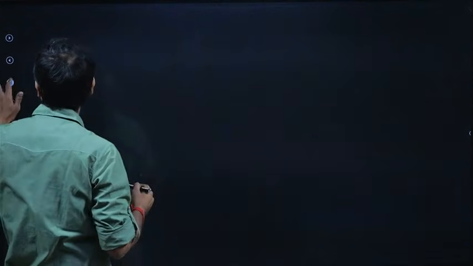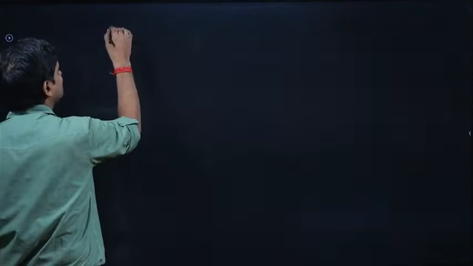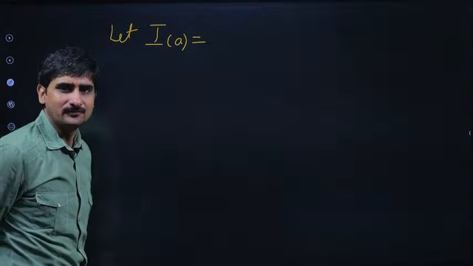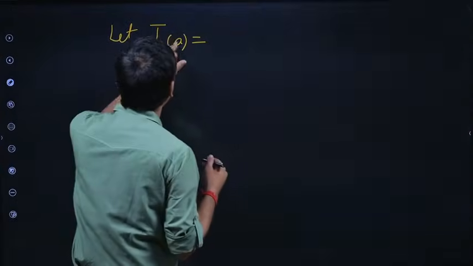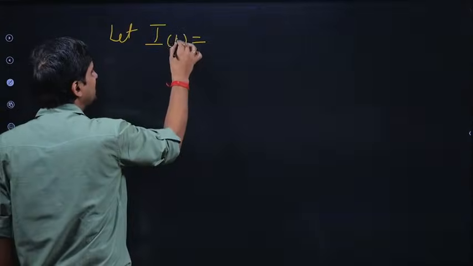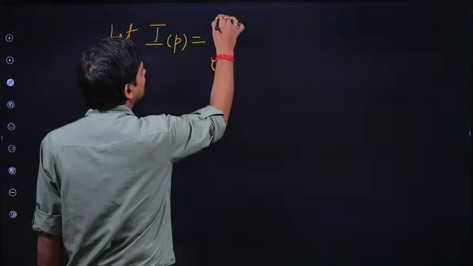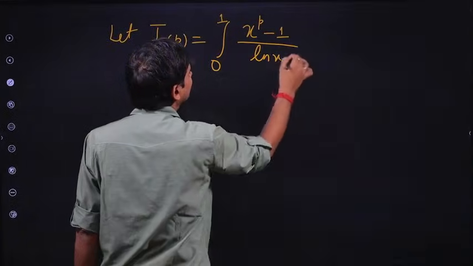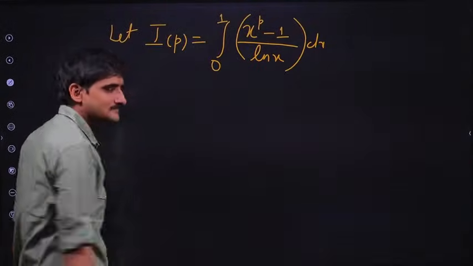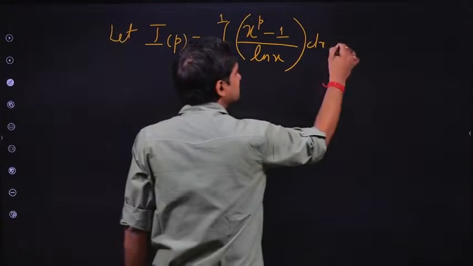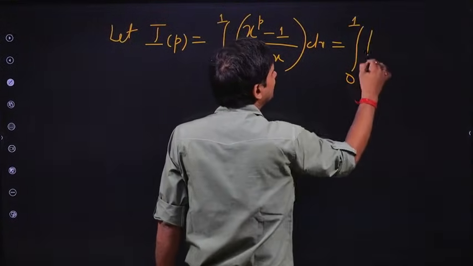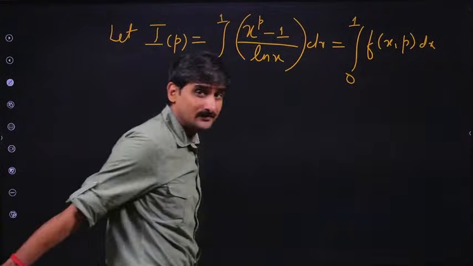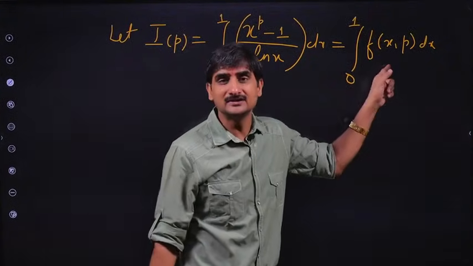Now that was the part of concept. Now as I said, a trick also: let our integral be a function of a, or a doesn't suit normally, so let us assume it in terms of p, which is the integral from 0 to 1 of (x raised to the power p minus 1) upon ln x, dx. Now this integrand is a function of x and p. Variable of integral is x.